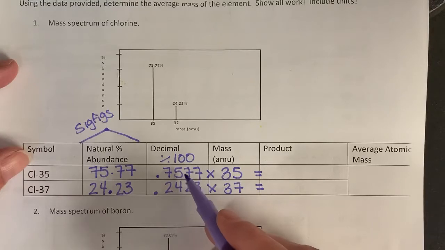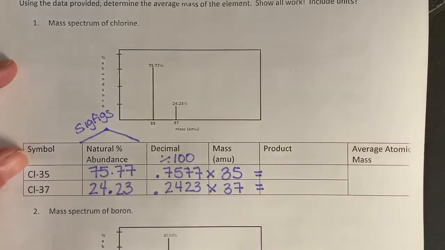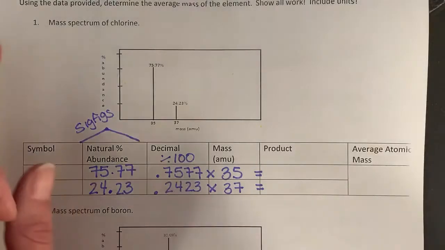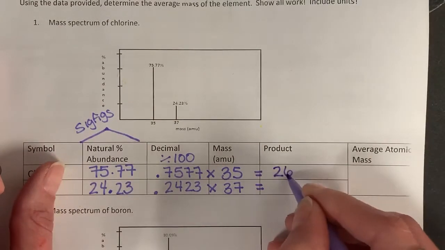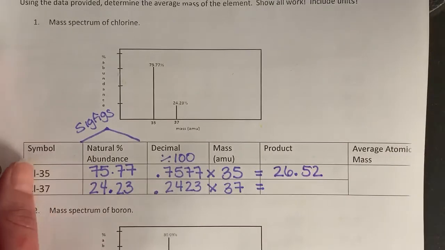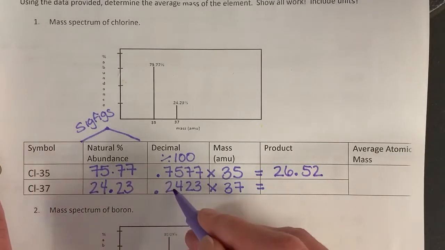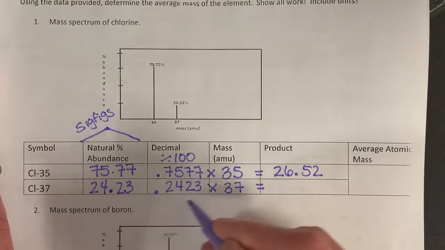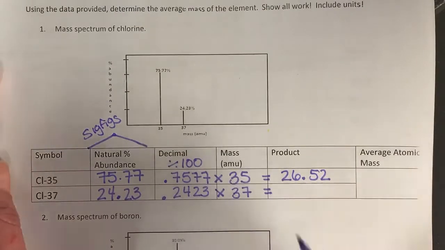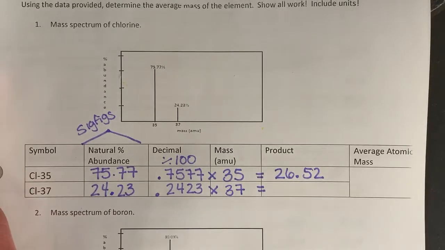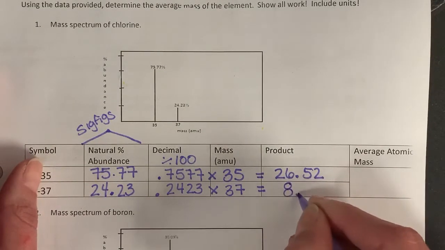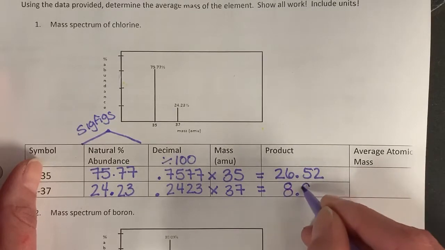So 0.7577 times 35, I should get 26.52. 0.2423 had 4 sig figs. When I multiply it by 37, I should keep 4 sig figs. I get 8.965.